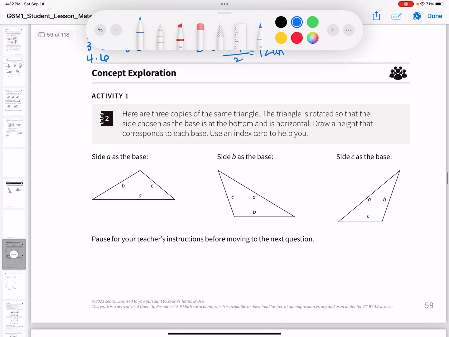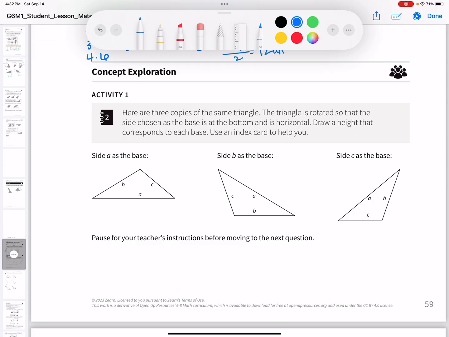Okay. Here are 3 copies of the same triangle. The triangle is rotated so that the side chosen as the base is at the bottom and is horizontal. Draw a height that corresponds to each base. Use an index card if you would like to. So the reason that they tell us to use an index card is because the sides of an index card go like this, right? And make a nice 90-degree angle. You can do that if you would like to. I am not. I'm just going to draw my height using my pencil. Okay. So here we go.